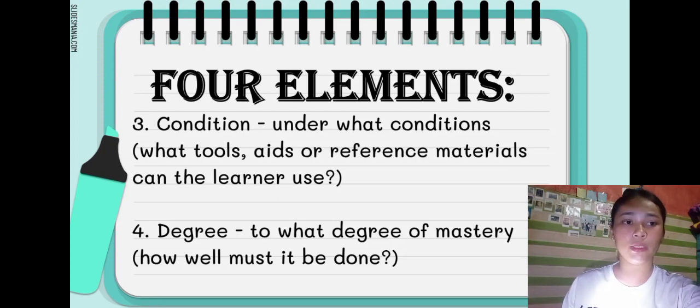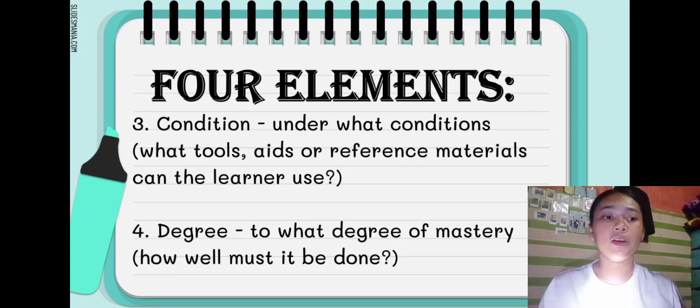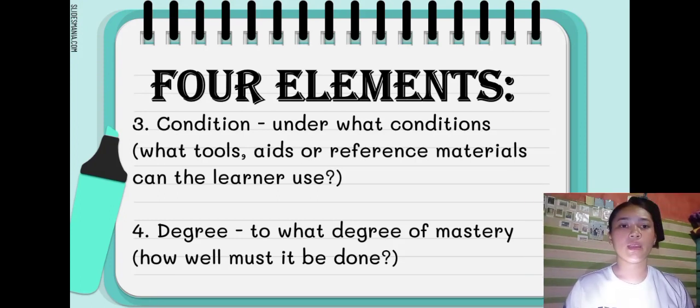Next, we'll tackle the degree. Degree is to what degree of mastery, or how well must it be done. If possible, state the criterion of the acceptable performance: speed, accuracy, quality, and so on.